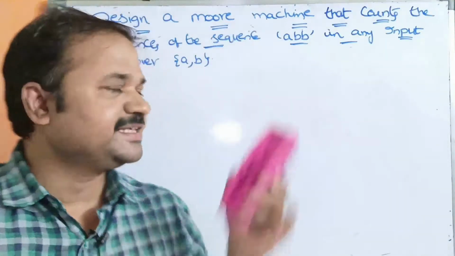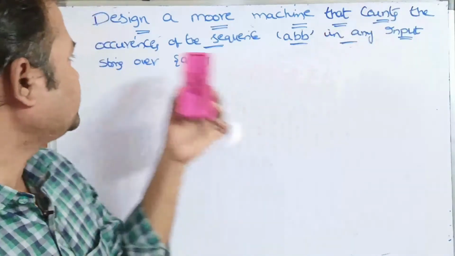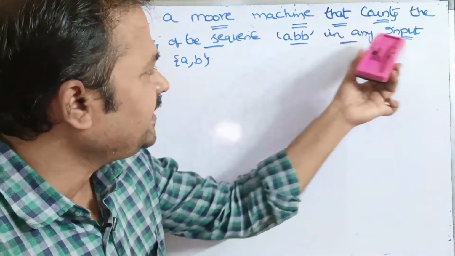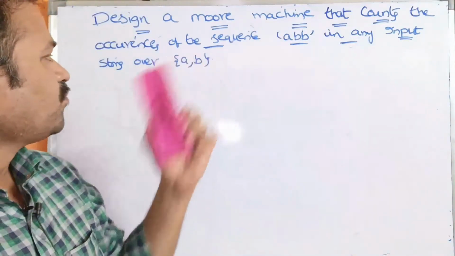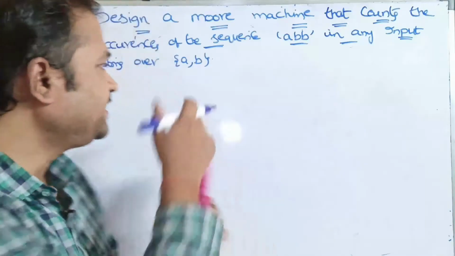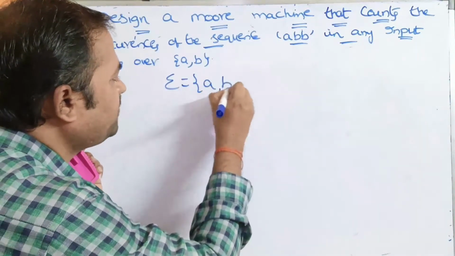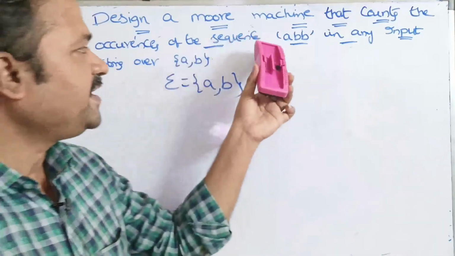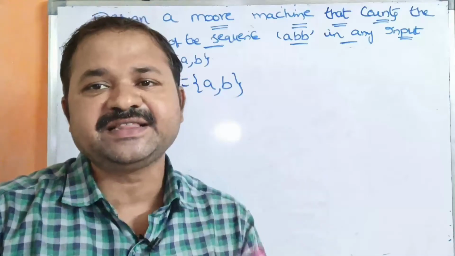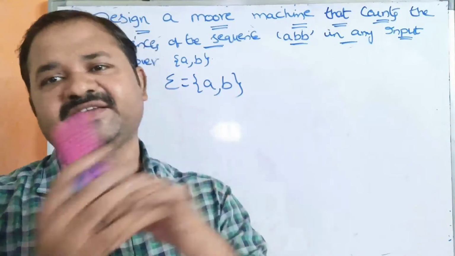Now let's see this example. Design a Moore machine that counts the occurrences of the sequence ABB in any input string over {A, B}. So here the input alphabet mainly contains two symbols, sigma is equal to {A, B}. Here we have to find out how many times ABB is present in the given string, the number of occurrences of ABB in the given string.